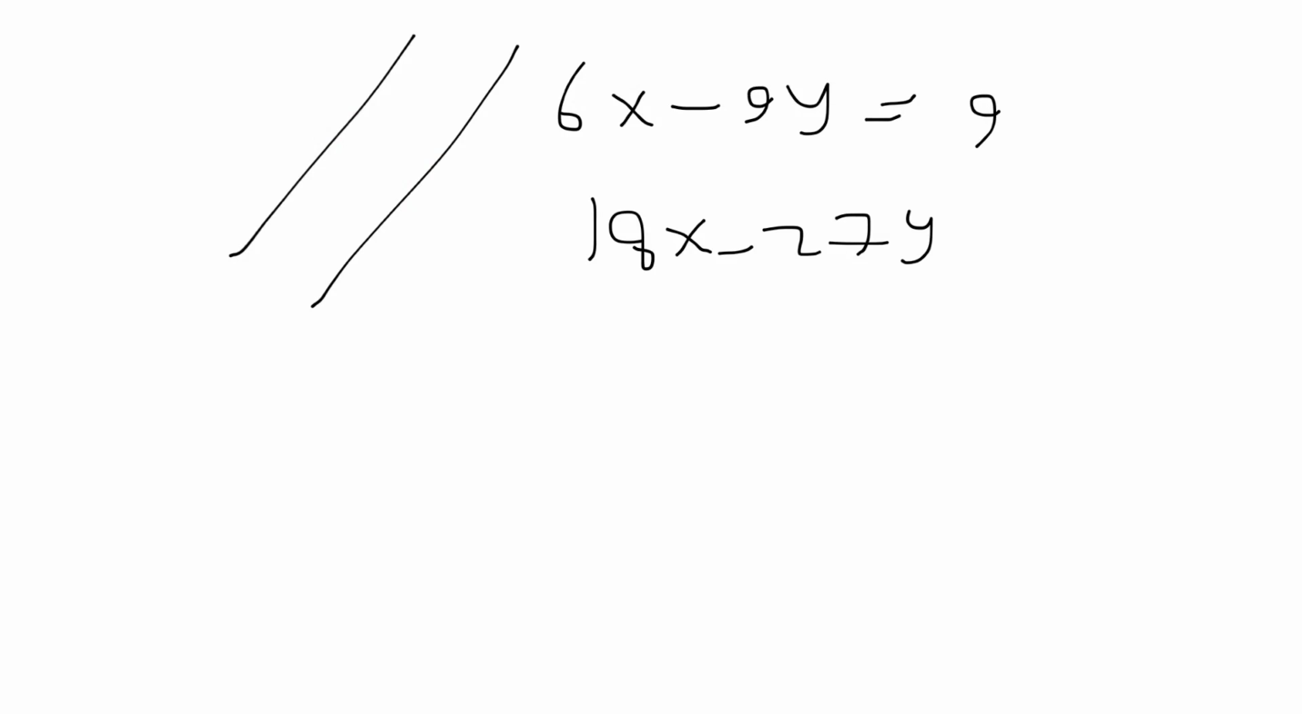Suppose I have this equation 6x minus 9y equal to 9 and 18x minus 27y equal to 36. I have two equations I'm trying to solve them. Again, the system here has two equations, and the question here is, as usual, to solve this system. Solve this system means find the common solution.